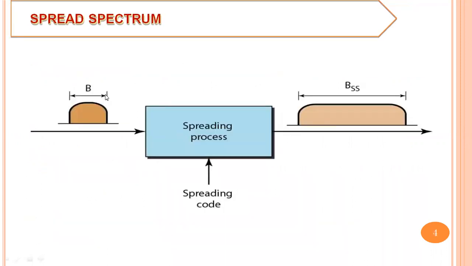So suppose this is the signal of bandwidth B, and the spreading process is there, and it will apply the spreading code, and it is shown like this. That means the signal is being spread so that it cannot be in readable form to other devices. Suppose this is a signal and we are spreading it in this way.